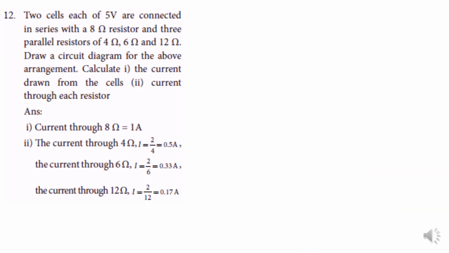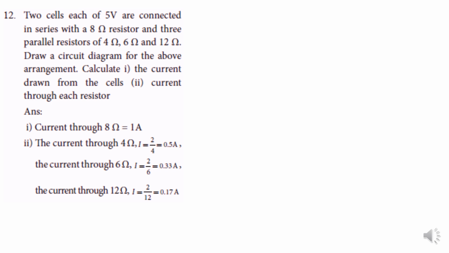So question number 12, two cells each of 5 volt are connected in series with an 8 ohm resistor and 3 parallel resistors of 4 ohm, 6 ohm and 12 ohm. Draw a circuit diagram for the above arrangement. Calculate the current drawn from the cells and current through each resistor. Okay. So first draw the circuit diagram.